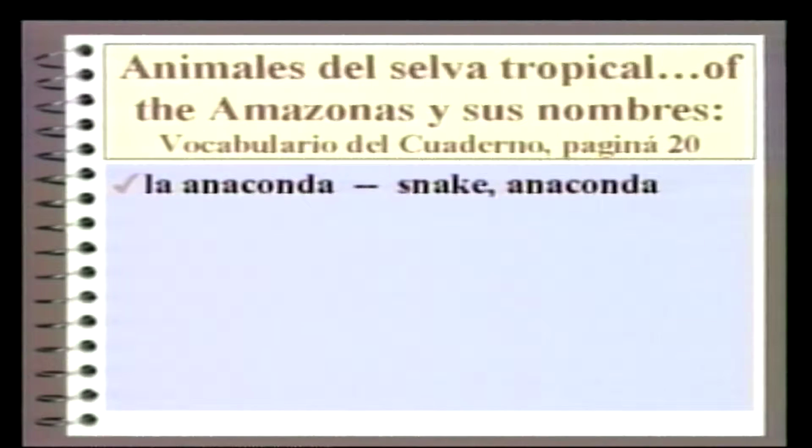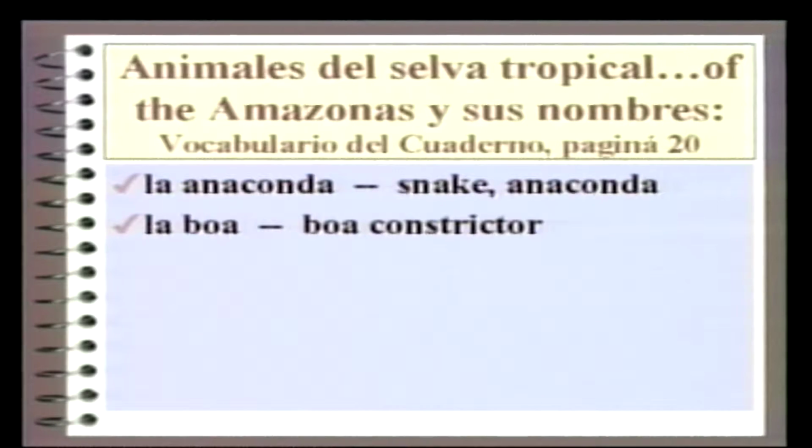Bueno, vamos a hablar sobre los animales del selva. These are jungle, tropical animals of the Amazonas, the Amazon, and their names. Vocabulario del cuaderno, página 20. La anaconda. La anaconda. Snake. I think we also call it anaconda in English. La boa. La boa. The boa constrictor.